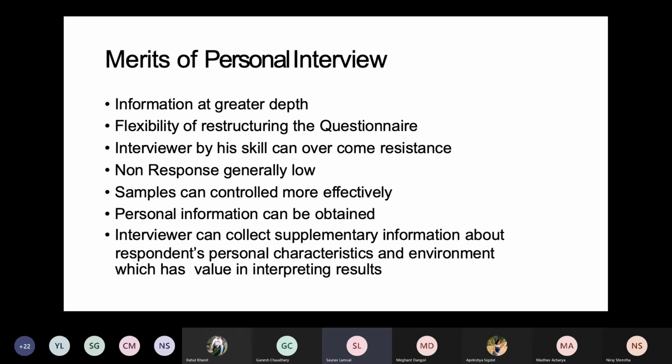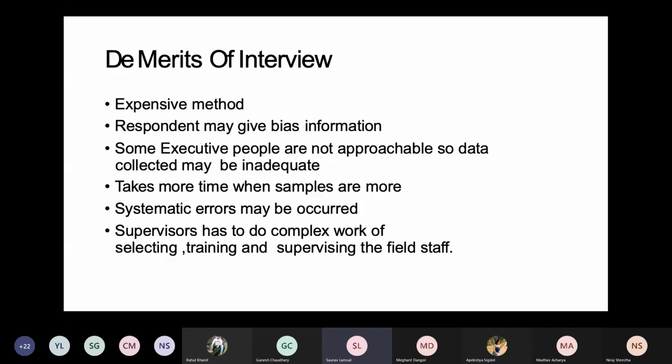So these are the merits of the personal interview. Okay, and these are the demerits of the interview. Since the main part associated with the interview is conducting it, it takes a longer duration of time than other methods. Yes, so that's the thing.